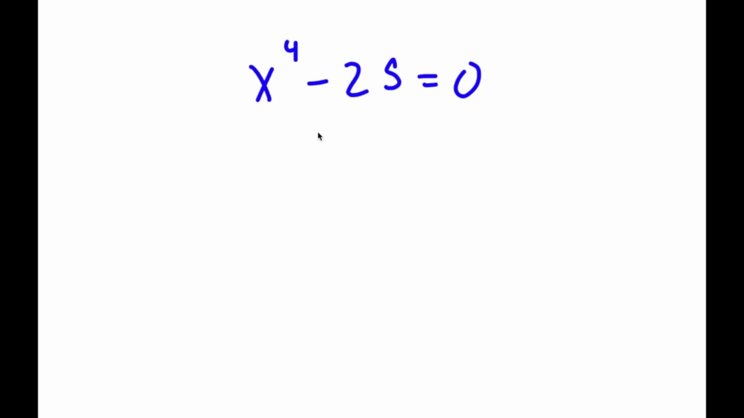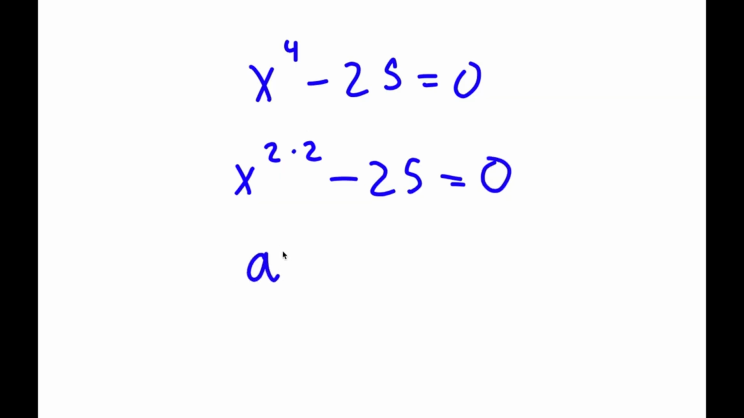Alright, so in this problem, I have x to the power of 4 minus 25 is equal to 0. So to solve this, I'm going to first rewrite x to the power of 4 here as x to the power of 2 times 2. So now I have x to the power of 2 times 2 minus 25 is equal to 0.